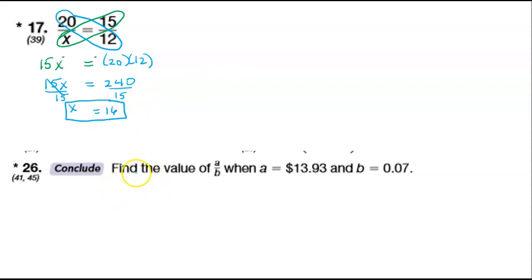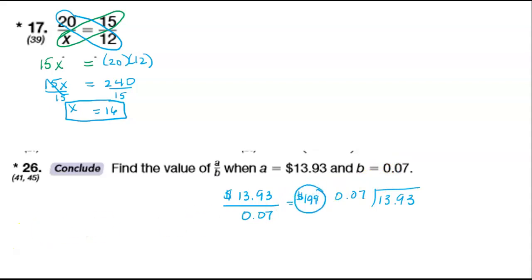Okay, 26. Find the value of a divided by b when a is 13.93 and b is 0.07. So I'm going to divide. This also looks like this. 13.93 divided by 0.07 is, I get 199 for my answer.